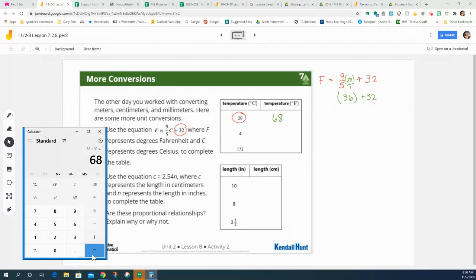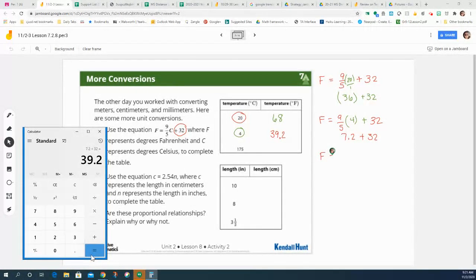Okay, and I'm going to do this process again. I'm going to use the equation F is equal to 9/5. This time I'm not going to write 20, I'm going to write 4. Again, I'm going to use my calculator. 9 divided by 5 is 1.8, times 4 is 7.2. So this amount right here is 7.2, and we add it to 32, and we get 39.2 degrees Fahrenheit.